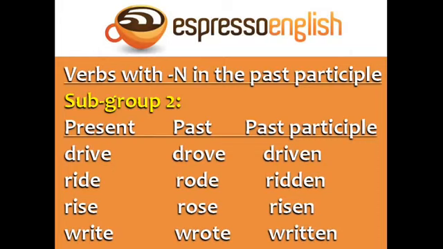Subgroup 2 has O in the past but not in the past participle. Drive, drove, driven. Ride, rode, ridden. Rise, rose, risen. Write, wrote, written. Notice that the sound of the I changes from the present to the past participle. The present is drive, and the past participle is not drive, but driven.